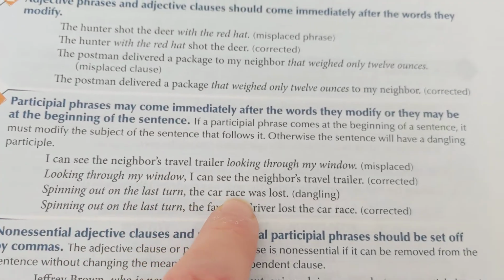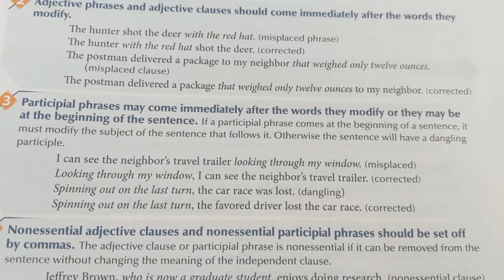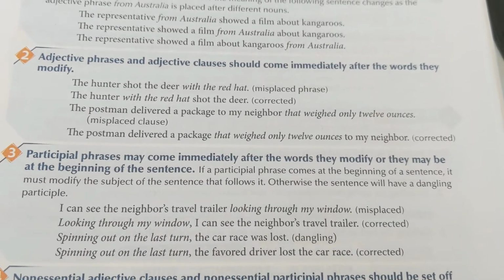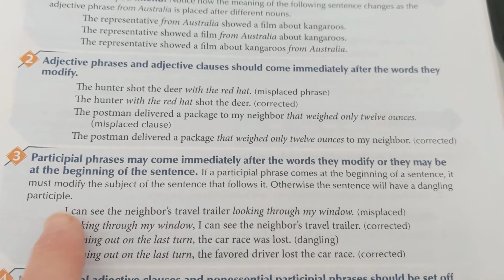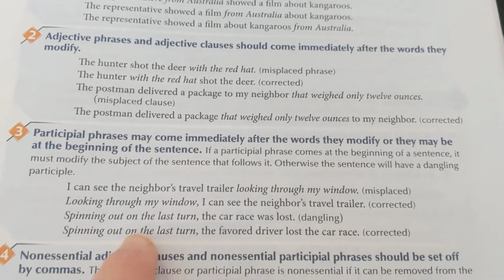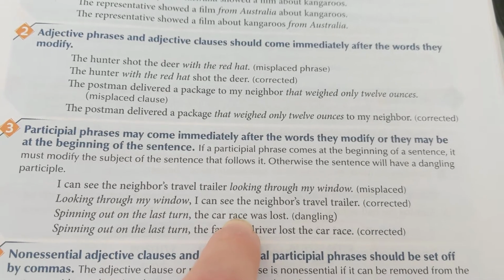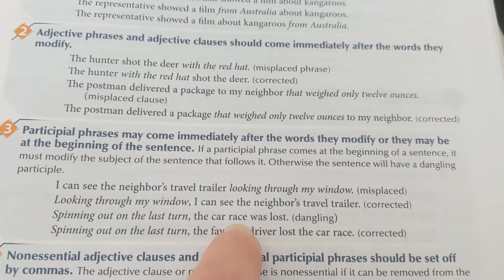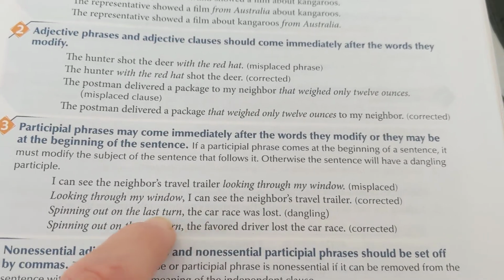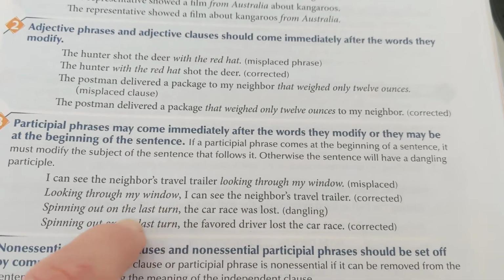Okay, let's look at this one. Spinning out on the last turn, the car race was lost. Okay, what word is that describing? Wait, we don't know. That's what makes it dangling. That's what it means. Otherwise, the sentence will have a dangling participle because it's not modifying the subject. It's not describing the subject. The race, the subject of this sentence, the car race was lost. The race is not spinning out on the last turn. So this has no word to describe, and that's why it's a dangling participle.